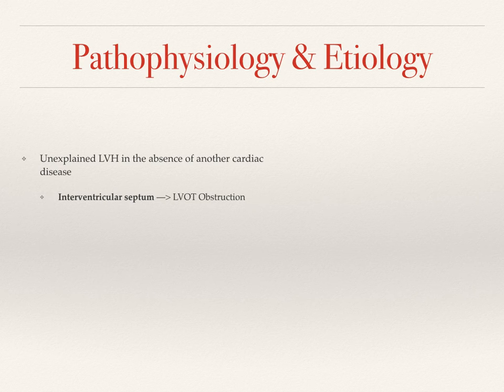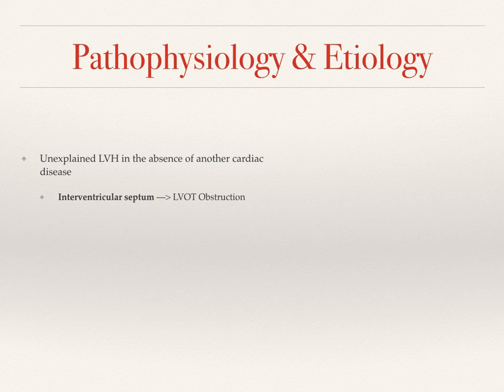Pathophysiology and etiology. So what defines hypertrophic cardiomyopathy? It's unexplained left ventricular hypertrophy without signs of another cardiac or systemic disease. For example, no history of hypertension, valvular disease, or pulmonary disease to explain the development of hypertrophy.